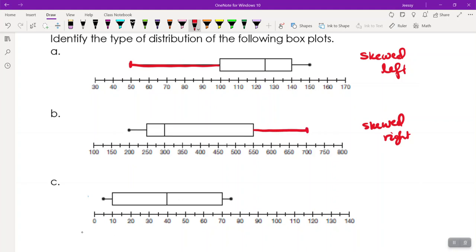And then what about C? Symmetric. It is symmetric, right? Because it looks like from 40 to 70, what's that, 30? From 10 to 40, you see how that's 30? And from here to here, what is that, 5? So it is symmetric. It's not uniform because the quartiles are not all the same measurement, but it's definitely an image from left to right.